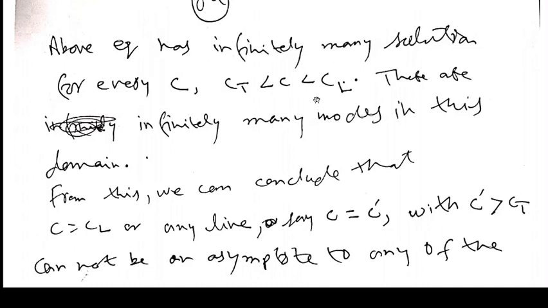So from here we can say that any line which is greater than CT can never be an asymptote to any of the modes.